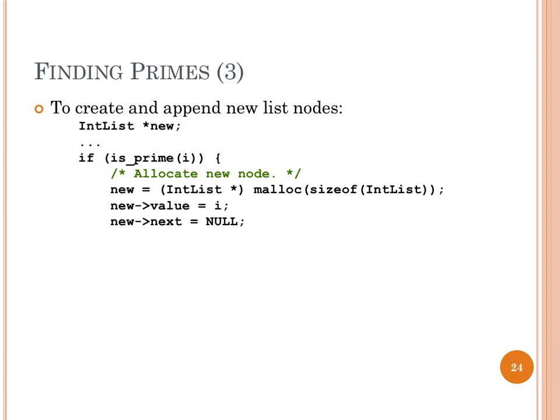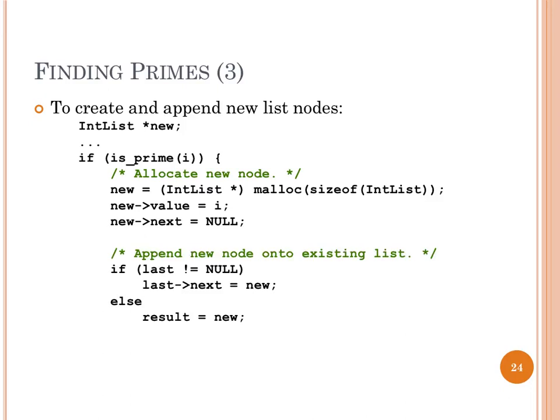Okay, so I create a new node. Then I have to figure out where I want to stuff that node. If last is set to something, then I know I have a previously allocated node, so I can say last arrow next is the new node. Otherwise, I don't, so result was null as well. I could assert that if I wanted to, but I'm going to say result is the new node because it's the first one I'm allocating. Okay. And then I go ahead and say, now the new node becomes the last node I allocated, and I'll just keep going until I find the next prime.